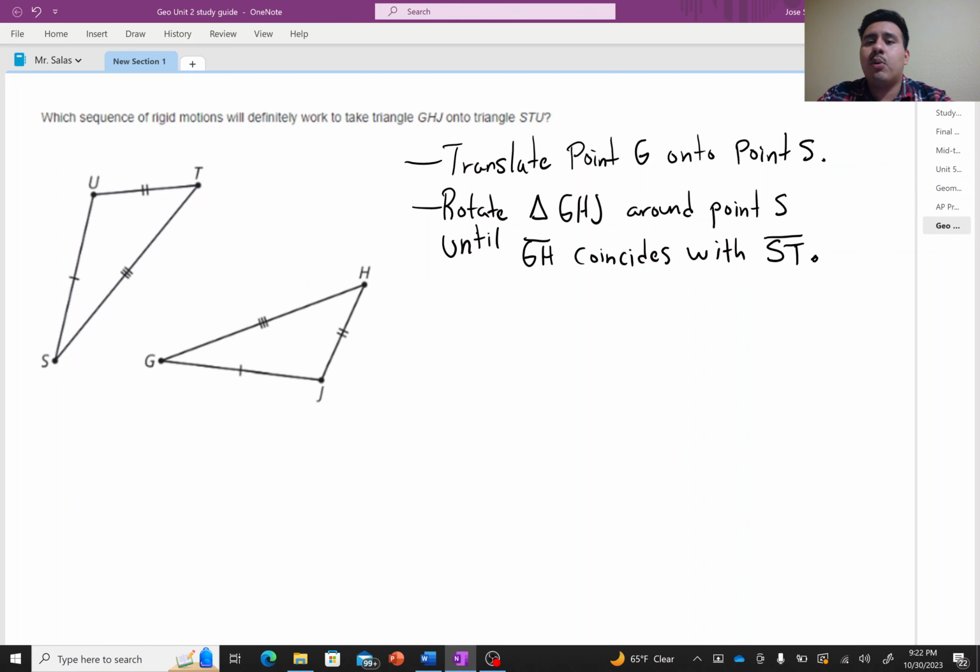So my first step was translate point G onto point S. Next step was rotate GHJ around point S until GH coincides with ST. All right, so now I have ST overlapping with GH. All I have to do now is reflect triangle GHJ over line ST, or segment ST, sorry. Okay, so once I reflect that, now I would definitely have taken GHJ onto STU.